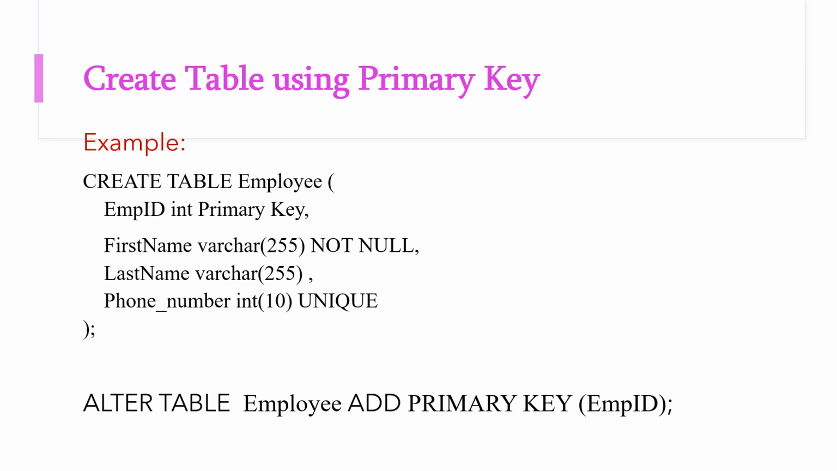Now suppose I have not added the employee ID as a primary key while creating the table. Now I am going to alter the table by including the employee ID as a primary key. So here is an example. Alter table employee, add primary key, then within the parentheses I am going to include the column name of the particular table to which I am going to add the primary key.